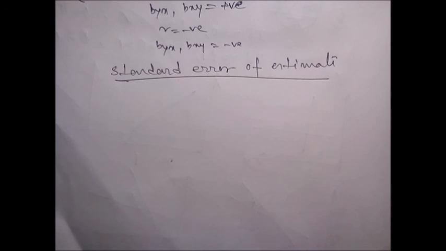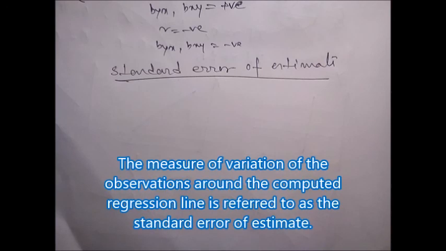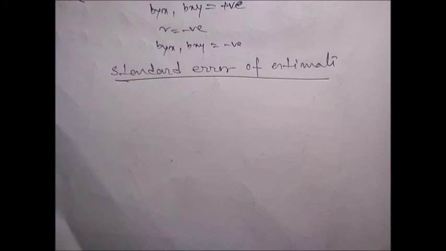Okay, the measure of variation of the observed values around the computed regression line is referred to as the standard error of estimate. That is, the standard error of estimate is a measure of the scatter of the observed values of y around the corresponding computed values of y on the regression line.